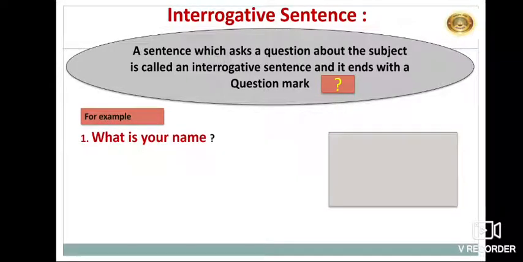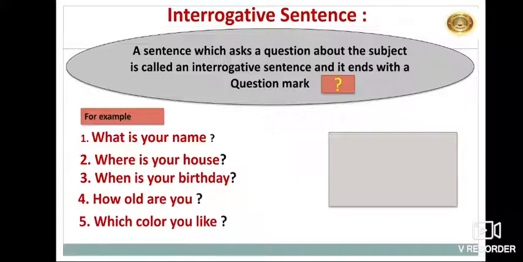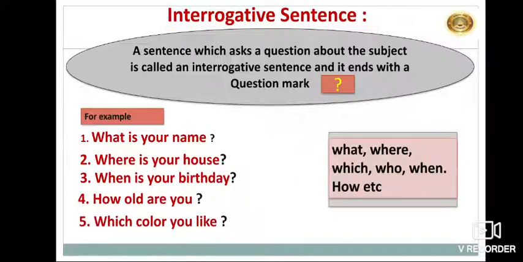What is your name? Where is your house? When is your birthday? How old are you? Which color do you like? So children, all these sentences are starting with a question word: what, where, which, who, when, how, etc. And each is ending with a question mark. See this. So these all are interrogative sentences.